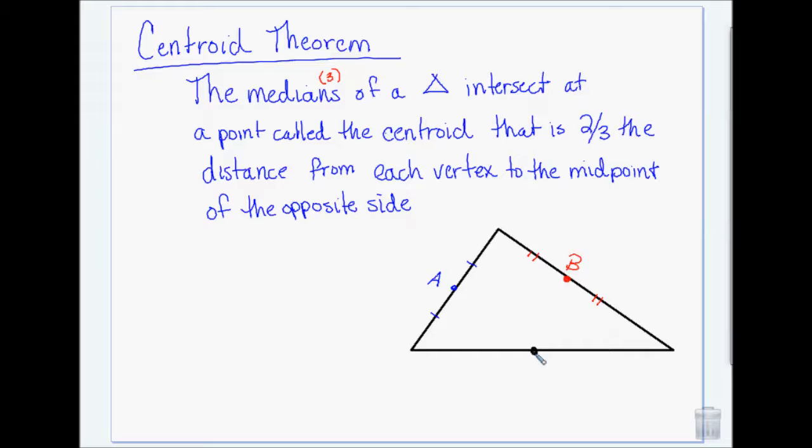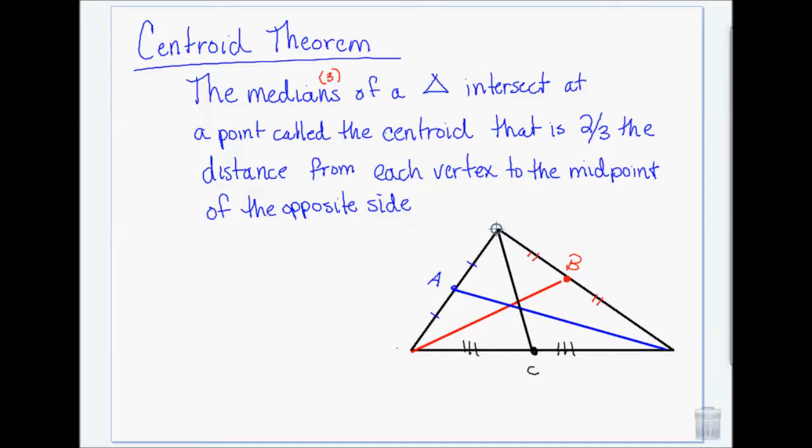Then here's your final midpoint C. Okay, so we've got our midpoints that are splitting our triangle's sides in half. So A, B, and C are all midpoints. If we take our median from B to the opposite corner, that's a median. And then we can take our median from A to the opposite corner, and then we'll take C up to the top corner.